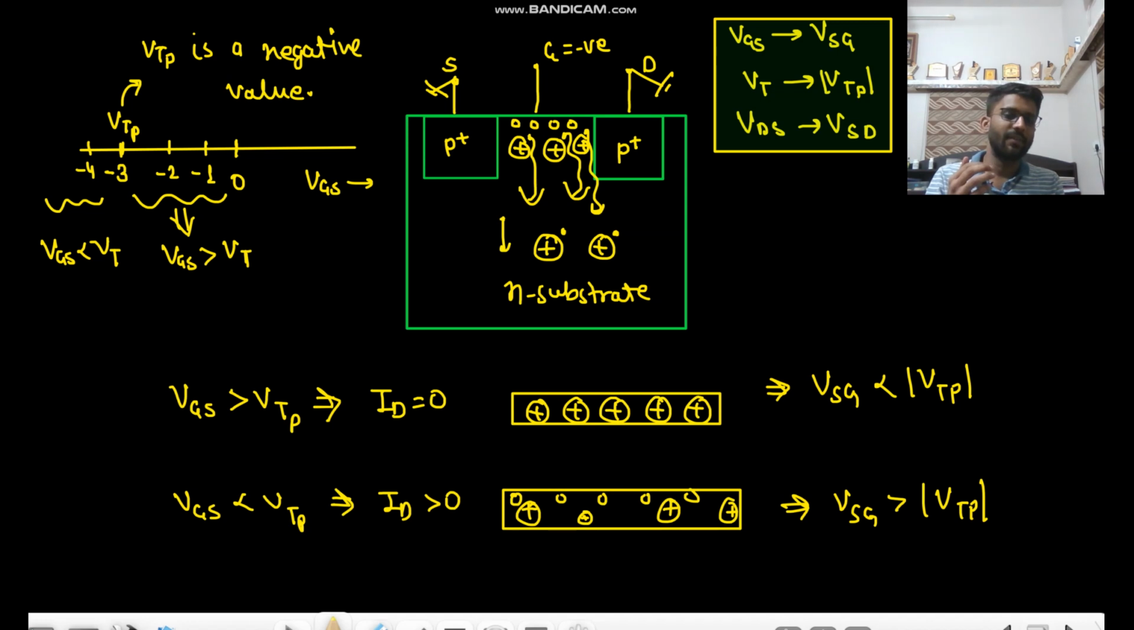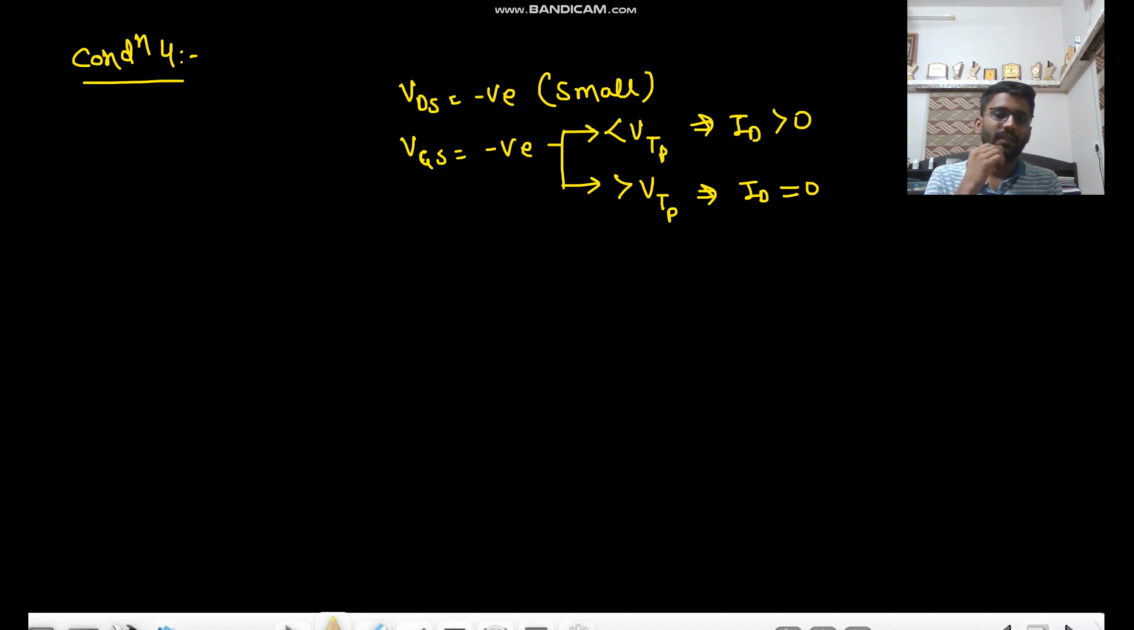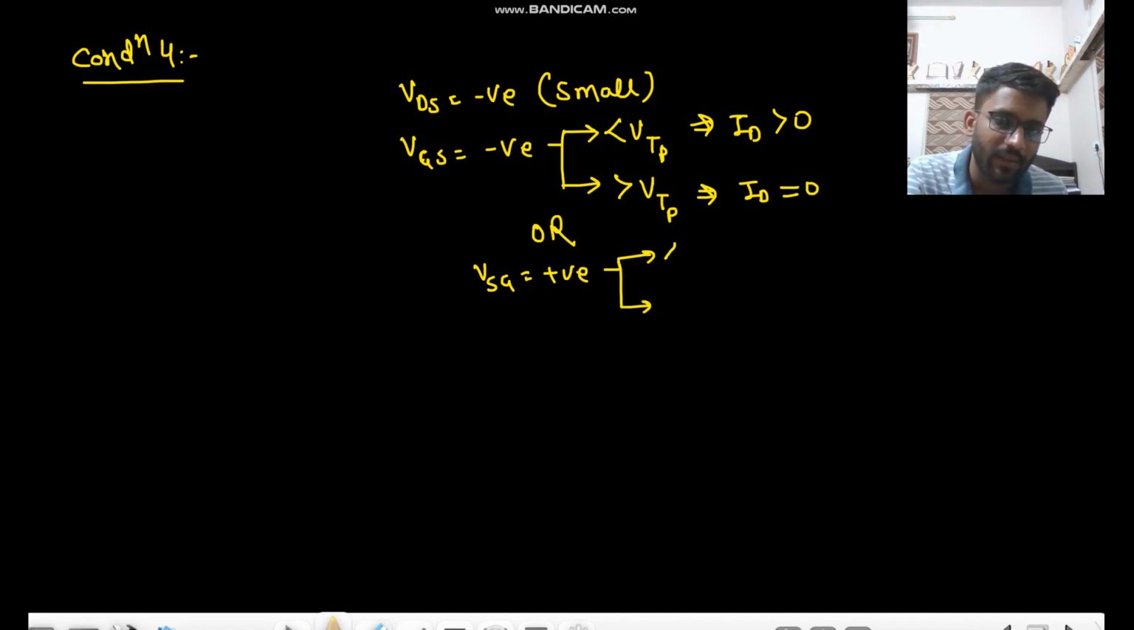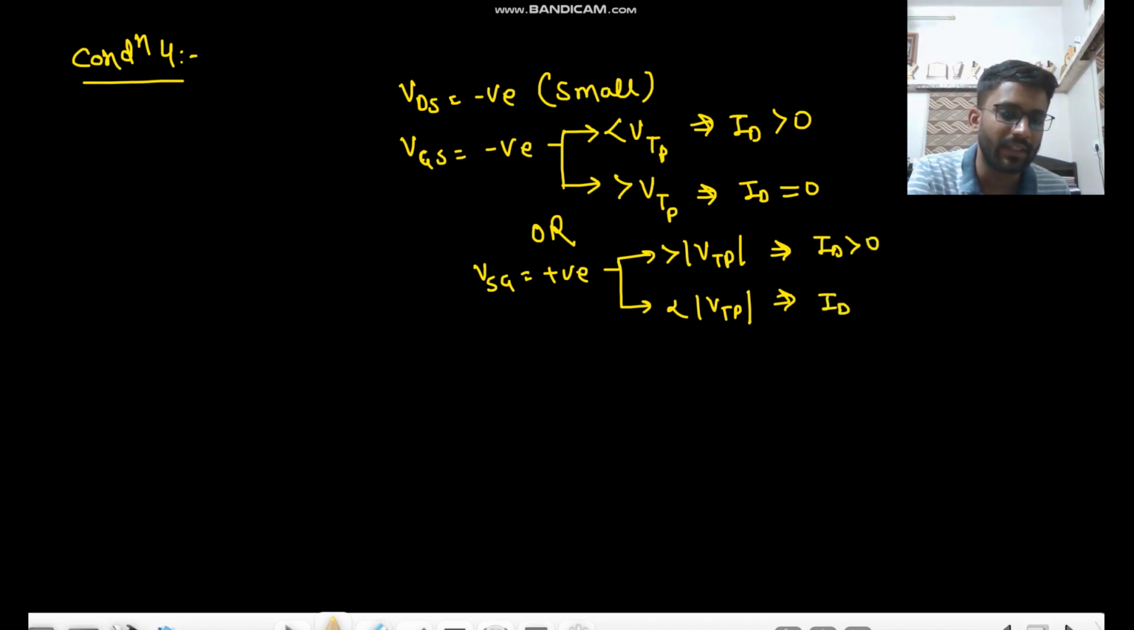VGS is greater than VTP, then ID is 0. VGS is less than VTP, then ID is non-zero, greater than 0. Or what you can write, your VSG is positive and there are two conditions: greater than mod of VTP, less than mod of VTP. So if your VSG is greater than mod of VTP, then your ID will be greater than 0, otherwise ID will be 0. So that you have understood, right?